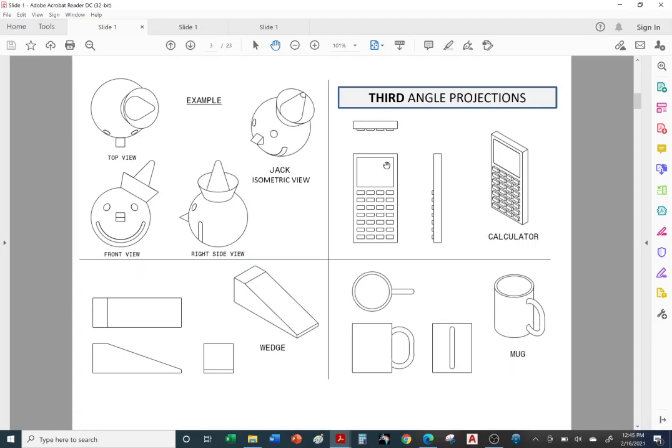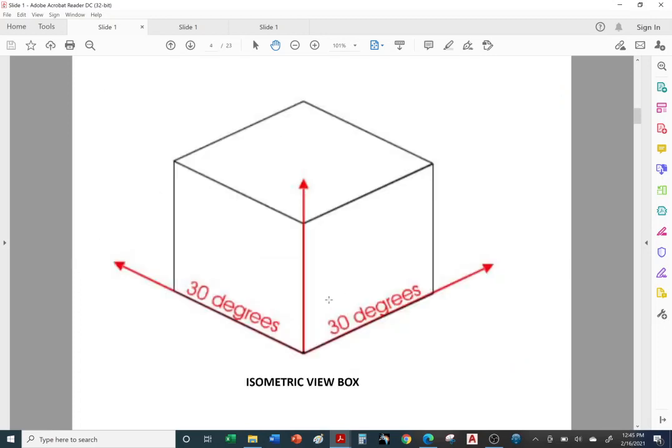Here are some other examples of third angle projection. Here we have a calculator project. Once again, the front view is always the view with the most information, the most features. Features are details, in this case buttons. It can be holes, pockets, round corners, etc. Here are some more examples. All right, let's go on to the next slide.